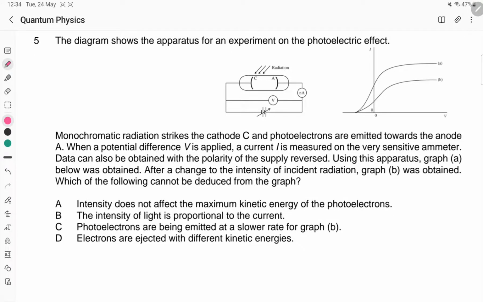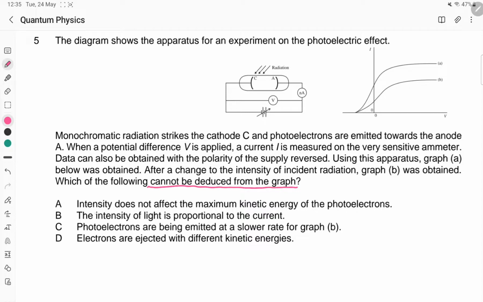For this question, we have a monochromatic light shining on the cathode. Electrons are emitted going to the anode, as shown in the diagram. And we have the photoelectric effect I-V graph also given. The question asks, which of the following cannot be deduced from the graph?